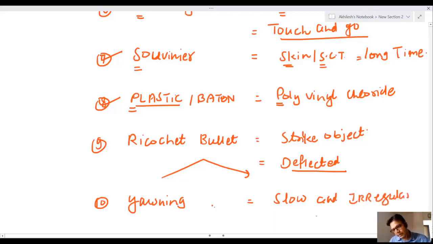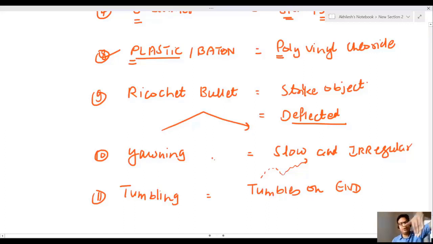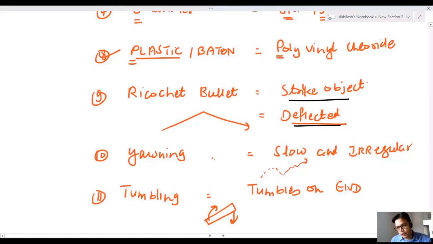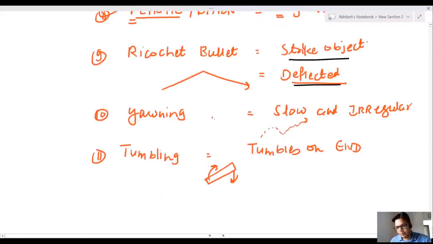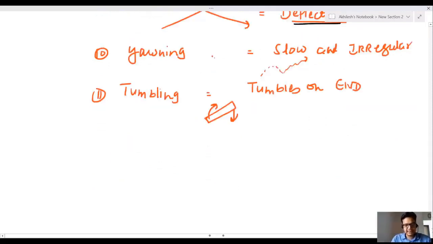Slow and irregular bullet like this is known as yawning bullet. Tumbling bullet is a bullet which tumbles on end, on one end and then the other. This is known as tumbling bullet. Ricochet bullet strikes the object and is deflected. So: yawning bullet is slow and irregular, and tumbling bullet tumbles on end.